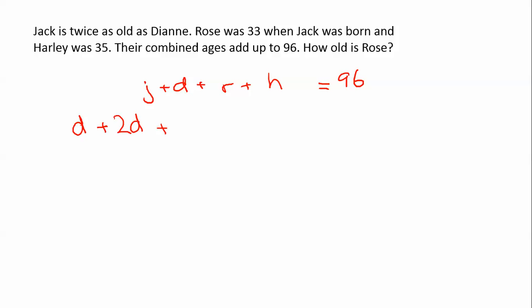We know that Rose was 33 when Jack was born. So she's going to be Jack's age, which is 2D, plus 33. And we know that Harley was 35, so he is Jack's age, plus 35. And we know that all of this equals 96 years old.